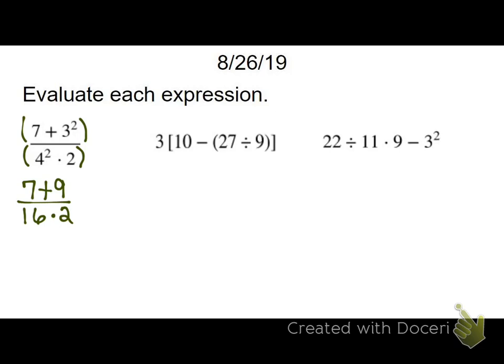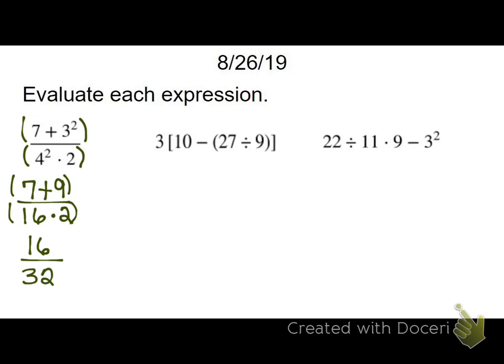Okay? So again, because my fraction bar represents a grouping symbol, I can work the top and the bottom separately. So I can go ahead and solve the top because it's pretty much like having parentheses around it. So if I solve the top, what's 7 plus 9? 16. Okay, and then if I solve the bottom, what's 16 times 2? 32.